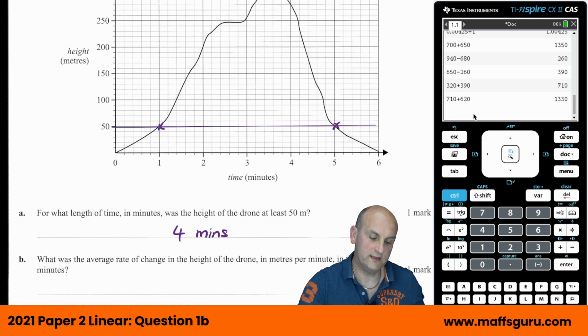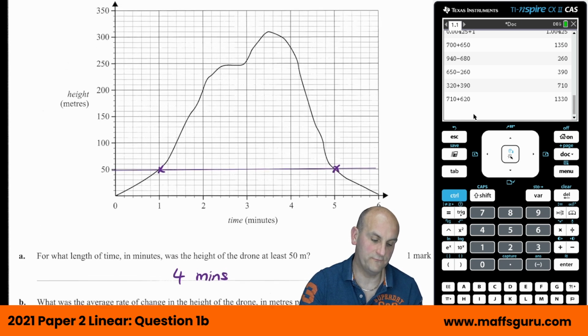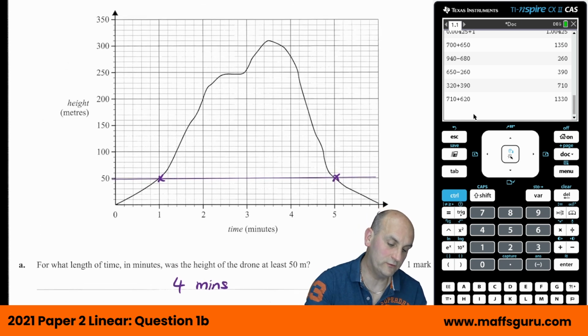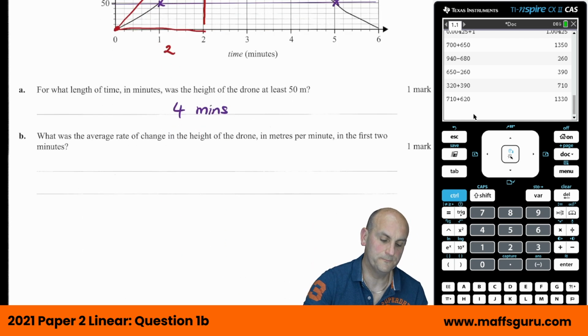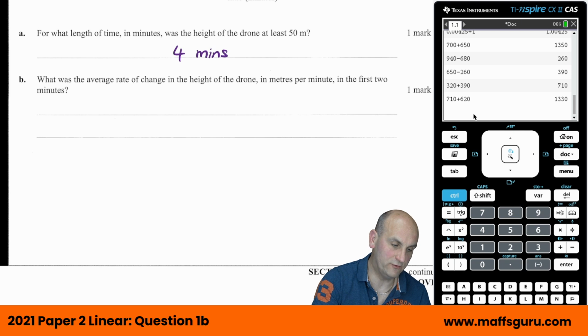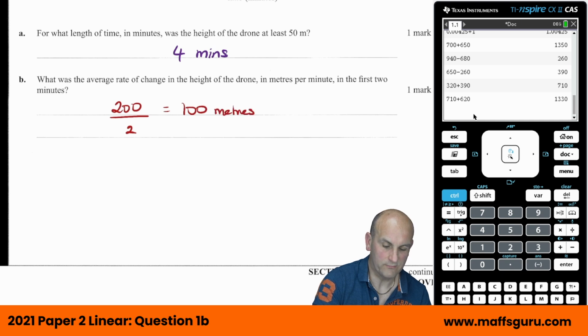What was the average rate of change of the height of the drone in the first 2 minutes? Right, so the first 2 minutes, there's my first point, there is my second point. If I want the average rate of change, I'm effectively looking for the gradient. So I know the rise of that was 200, we know the run was 2, so therefore my average rate of change would be 200 divided by 2, which was 100 meters per minute.